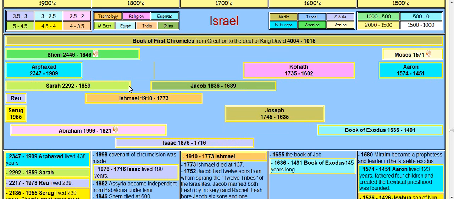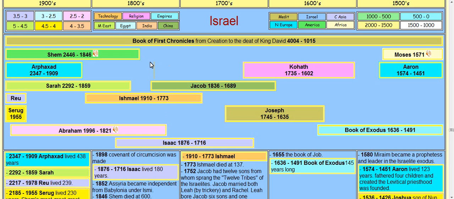Arphaxad, Sereb dies. And Abraham is born here. So Sarah is already a really old lady by the time Abraham is born, his wife. So it's kind of interesting. So he lives for a good period of time, 100 or so years or something. And then Jacob is born here.